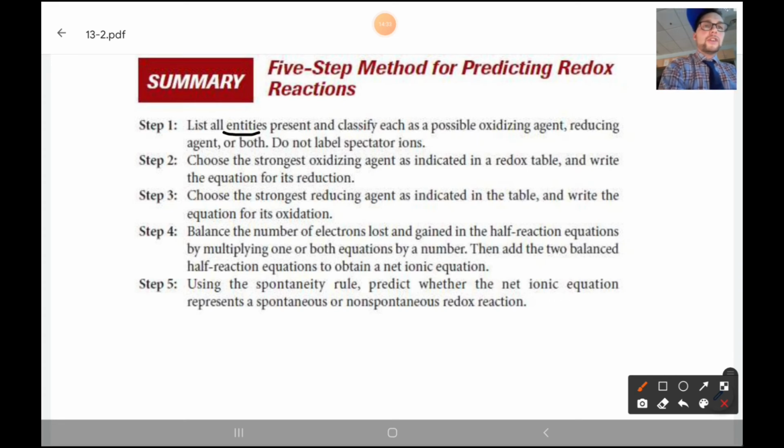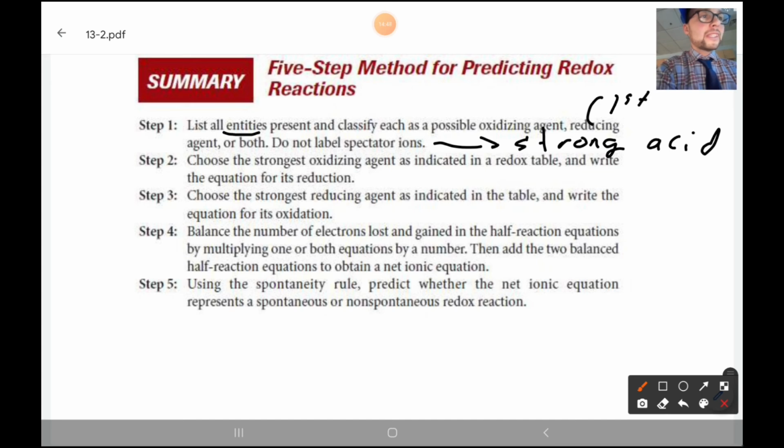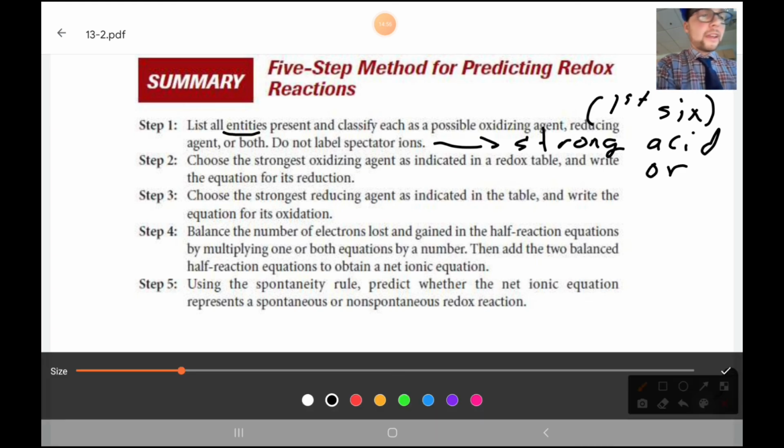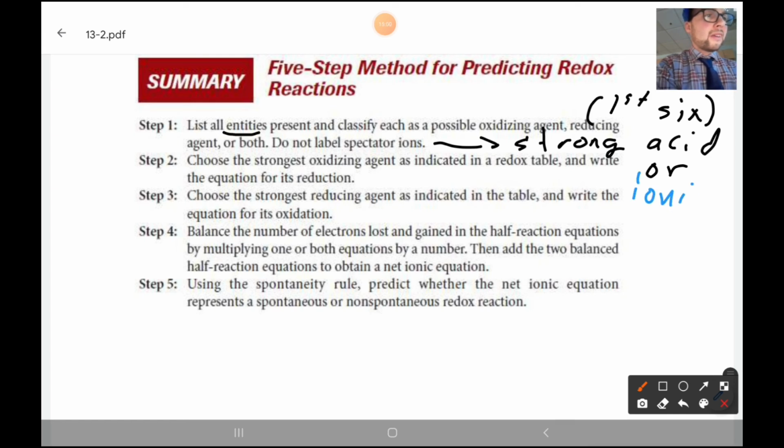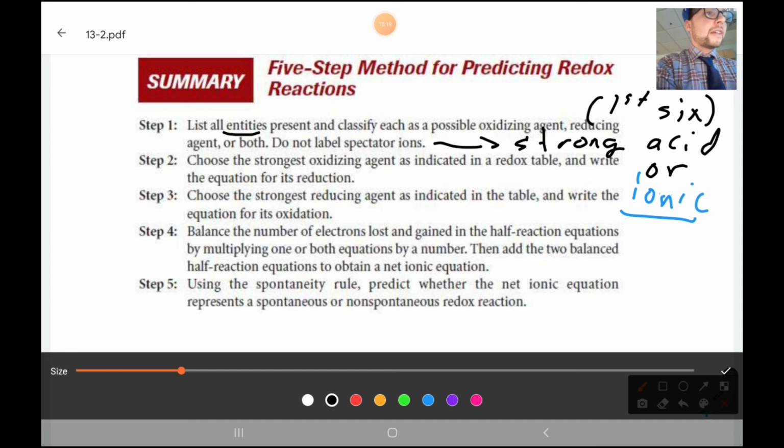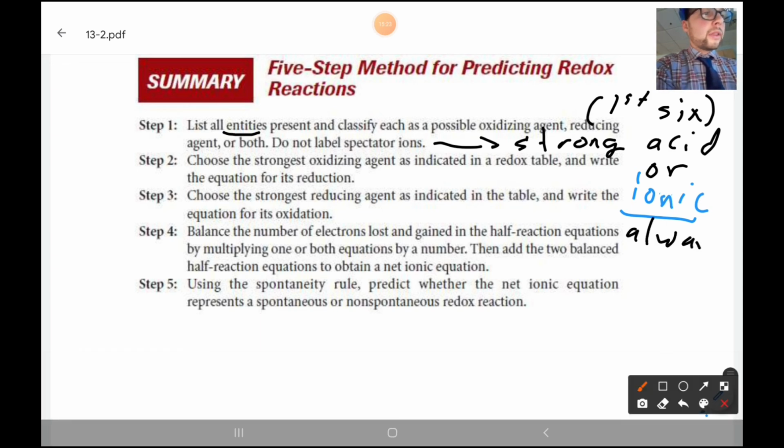I'm going to comment on this one for a second. If it's a strong acid, remember, strong acids are the first 6 in your data booklet on pages 8 and 9. If it's a strong acid or ionic, you're going to split it into ions. So we're going to write: for strong acid or ionic, always split into ions.